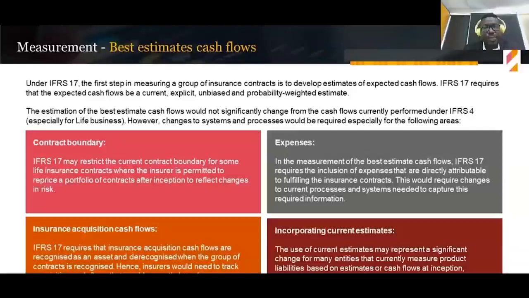So this is very key. There's also our insurance acquisition cash flows and then incorporation of our current estimates. Now, some of those things are currently being considered under IFRS 4. So of course we have contract boundaries, we have expenses, but the other complexity is coming from the fact that you now need to consider this at a more granular level. Remember we talked about the level of aggregation, so we need to consider it at those levels.